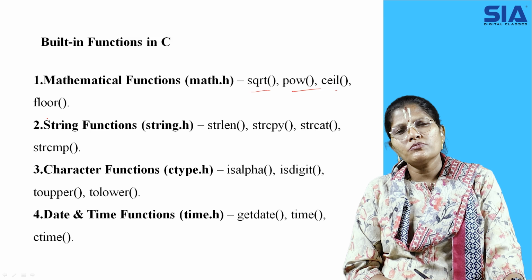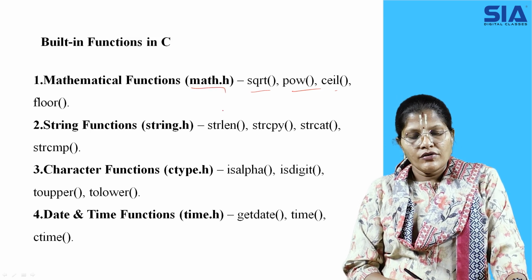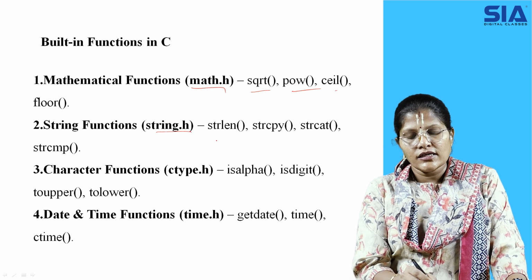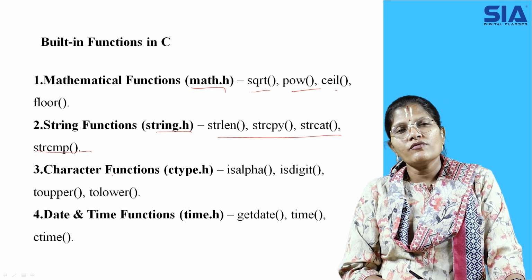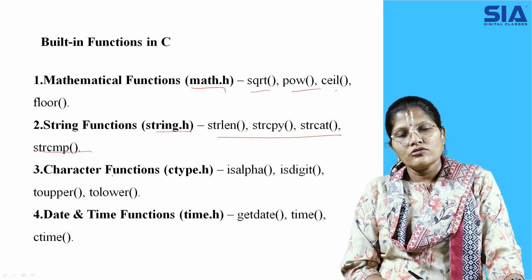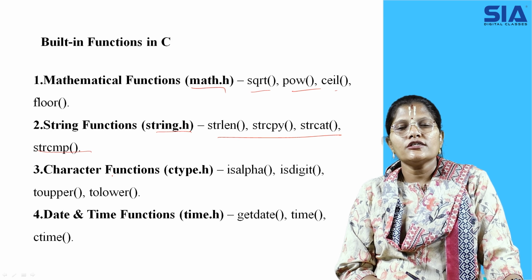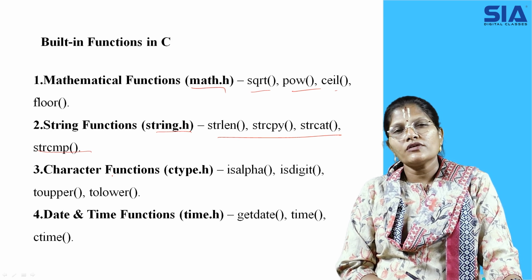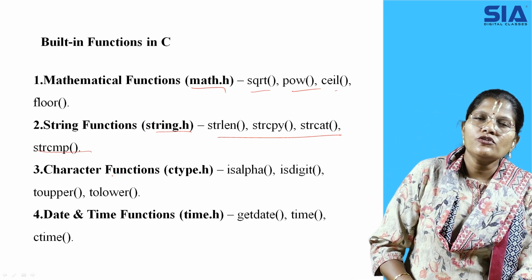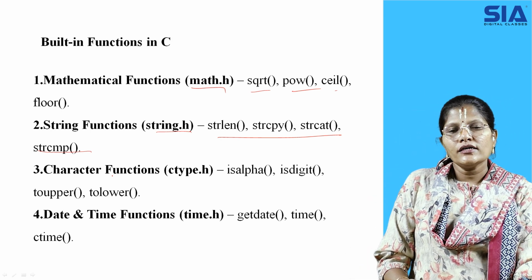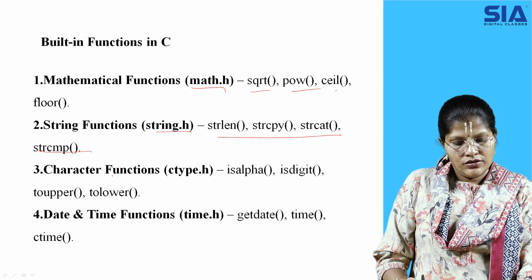When you talk about these mathematical functions, you need to include the math.h header file. The string.h header file has functions where strings are compared, and it all works upon string statements. The character functions, from ctype, check whether something is a digit or an alphabet, and convert to lower and uppercase. For date and time functions, we include the header file time.h, where you are able to retrieve the date and time.